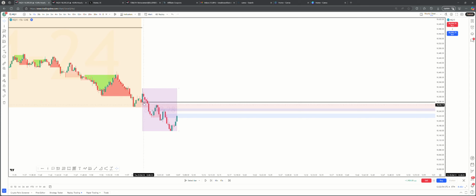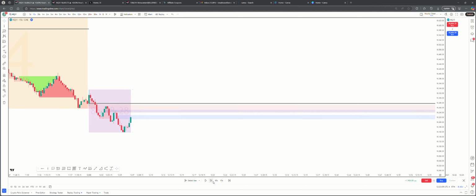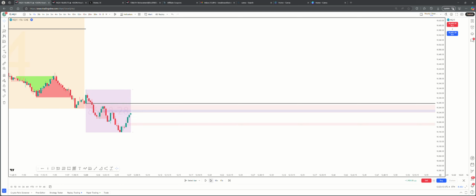Okay, let's see. So we have the breach. Price is trailing down. We've got some inverted fair value gaps forming. This one is a bearish. Here is a bullish. Let's play it forward a little. We had a close above, so that would be our entry.